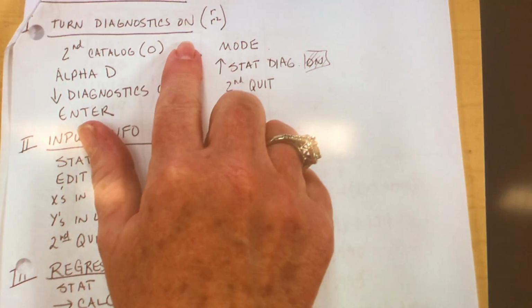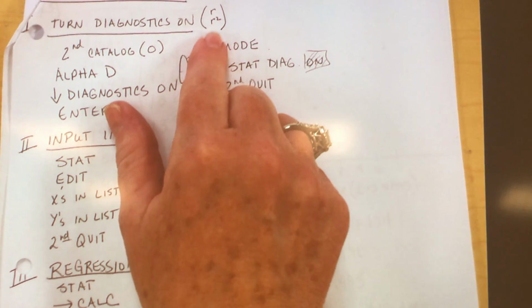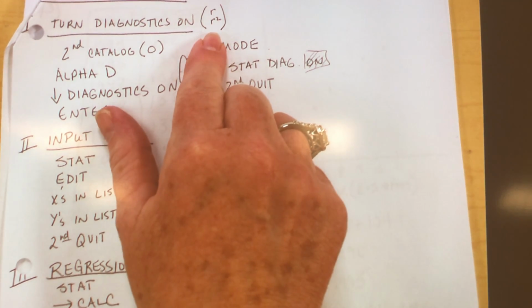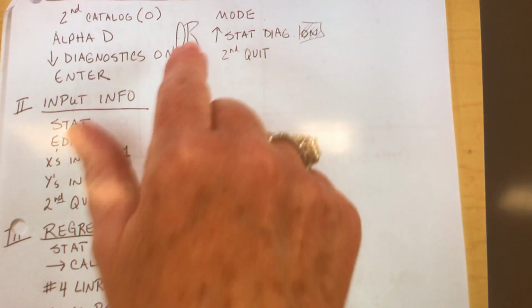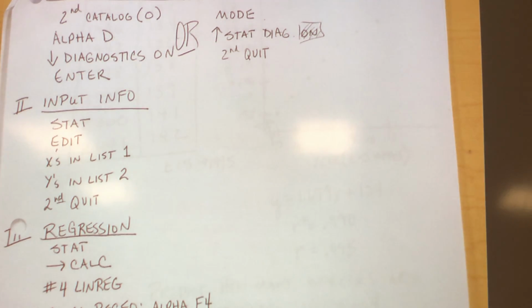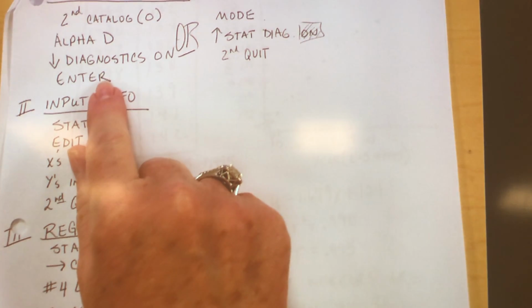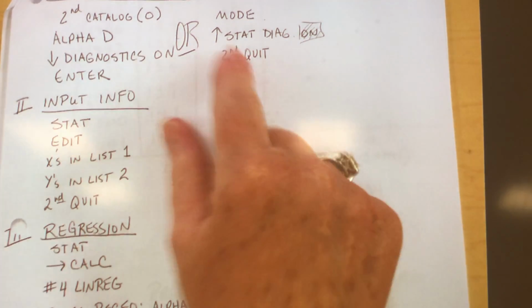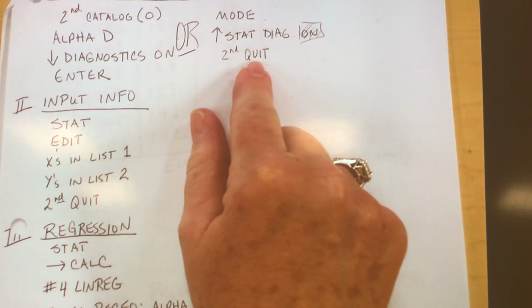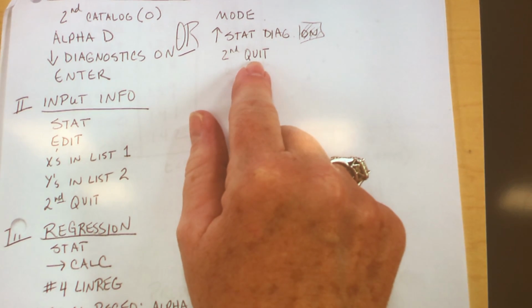When you turn your diagnostics on, that's going to give you an R and an R squared. Okay? If you do a regression and your R and R squared don't come up, guess why? You didn't turn your diagnostics on. So there's 2 ways to do it. This used to be the only way I knew how to do it. This morning, Bo taught me how to do it this way. It's so stinking easy. Okay?